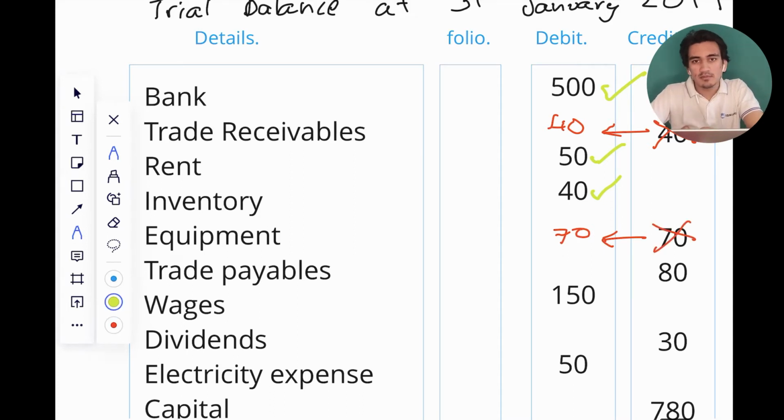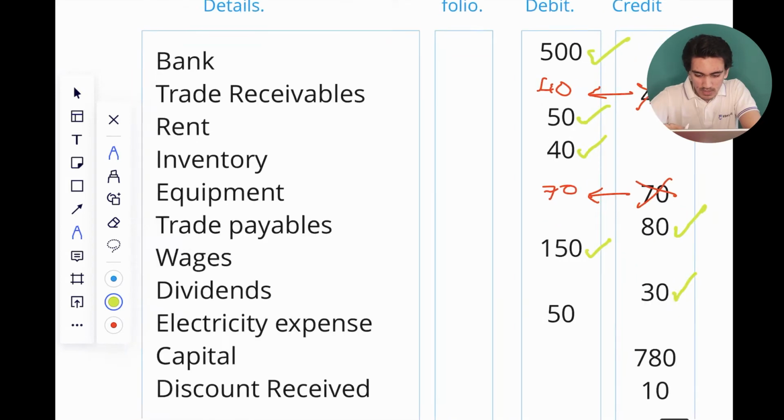Then we have trade payables. Trade payables is a liability. It should be credited, and it is credited, so it is correct. Wages. Wages is an expense and should be debited. That's why it's also in the correct position. Dividends. Dividends is a form of income which is credited, and it is on the credit side, therefore it is correct.